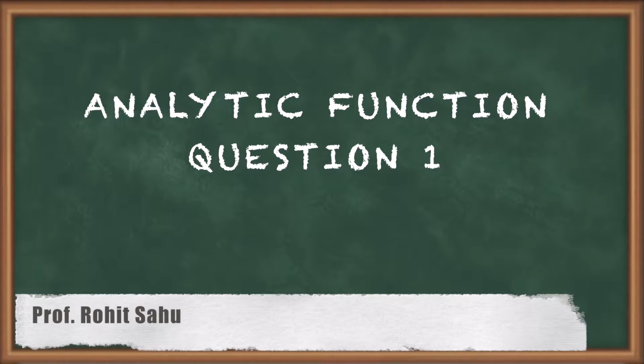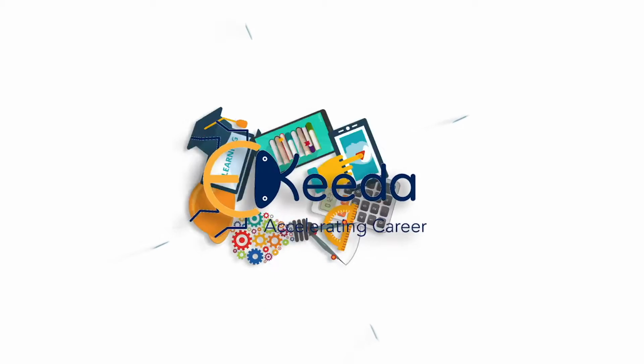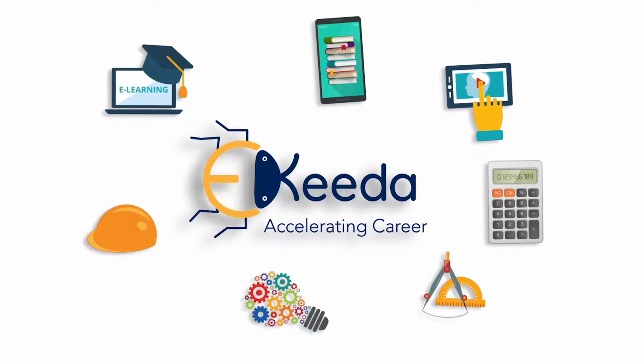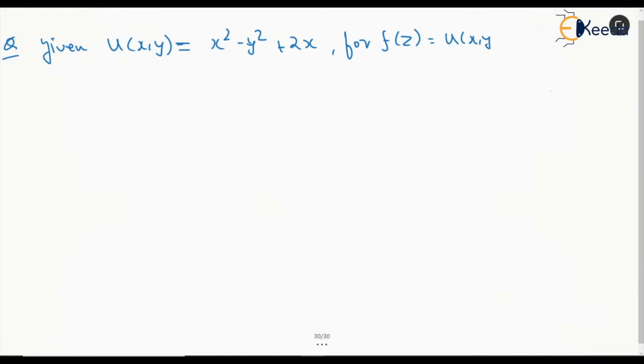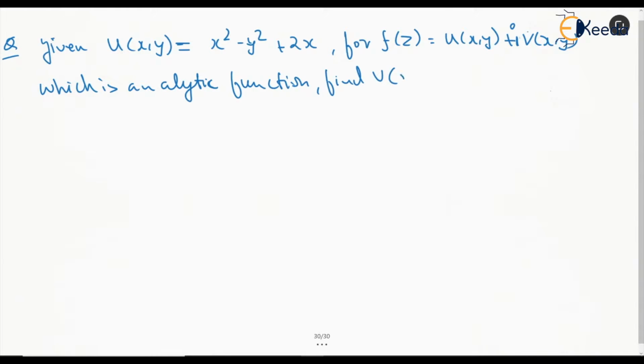Another question on analytic function. So it says, given u of x, y is equal to x squared minus y squared plus 2x, for f of z equal to u of x, y plus i times v of x, y, which is an analytic function, find v of x, y.